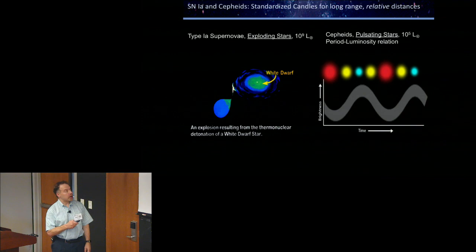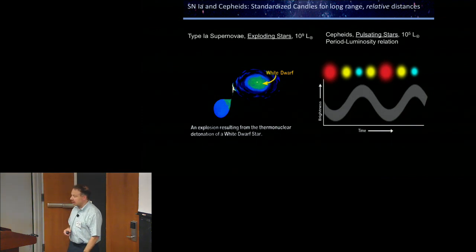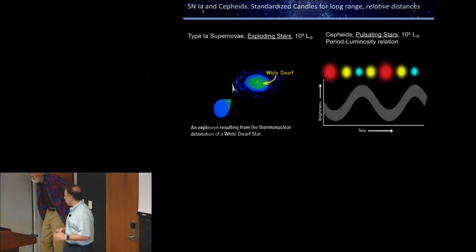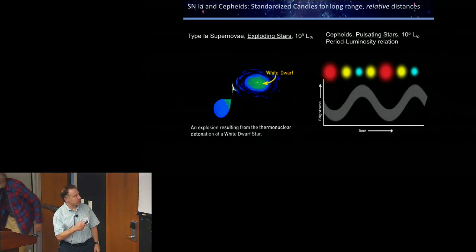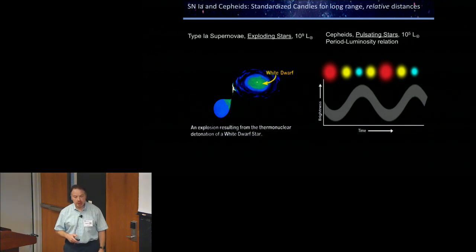These are rare, only one per century in a galaxy, which is why we can't just use these. There are not very many very nearby. But they reach billions of solar luminosities. The others go back even further.